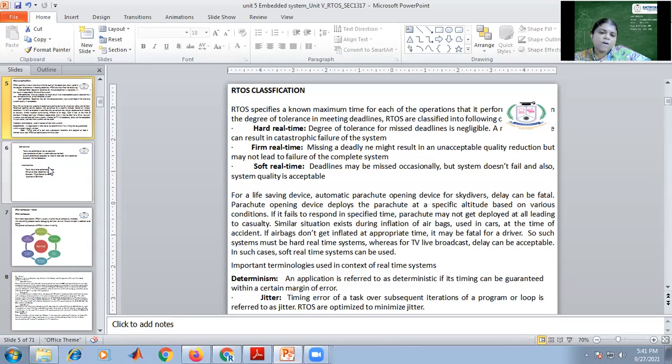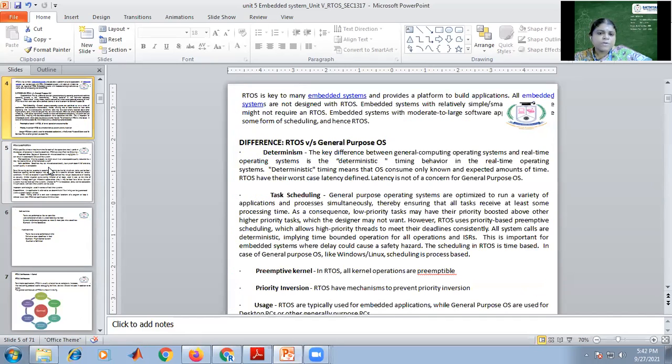And finally, a soft real-time operating system is one where even a delay will not change the final output. So the difference is that a real-time operating system is said to have deterministic output. It has efficient task handling capability, and it has a preemptive kernel. Priority inversion is not available, and it is useful in several embedded applications.